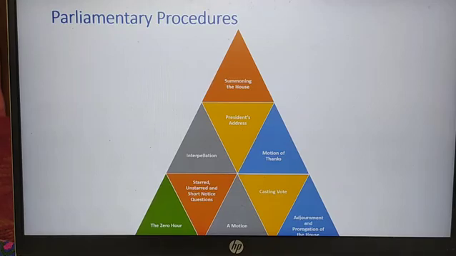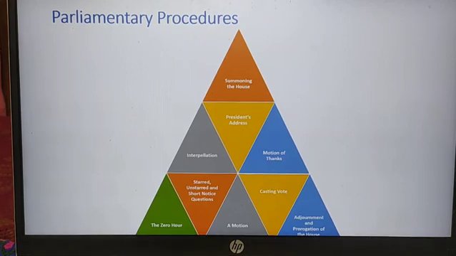Motion can be of various types. We will do them as we proceed with other chapters of civics. We have already done the censure motion and no confidence motion. There is also the adjournment motion that we have done. Now, what is the difference between adjournment of the house and prorogation of the house?